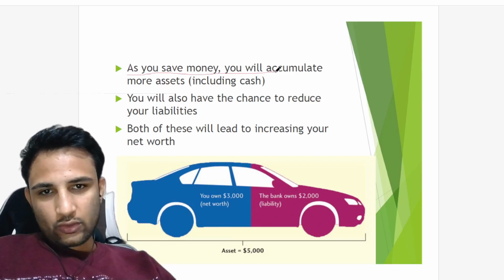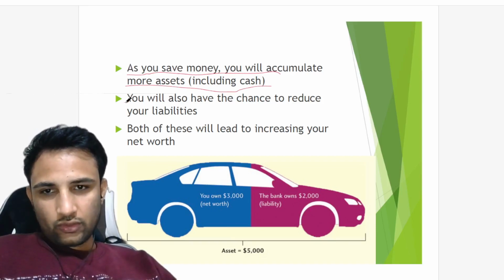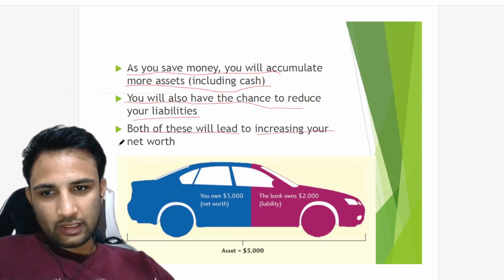As you save money, you will accumulate more assets, including cash. You will also have the chance to reduce your liabilities, and both of these will lead to increasing your net worth.